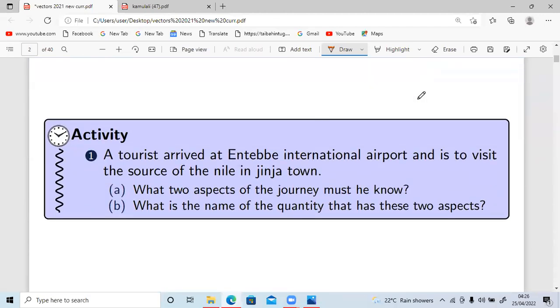So one of the activities I have for you: a tourist has arrived at Entebbe International Airport and is to visit the source of the Nile in Jinja Town. What two aspects of the journey must he know? Can we have some volunteers to tell us the answer? What two things? Imagine you are just a new person to the place. What do you think you need to know? Can someone give us a hint?